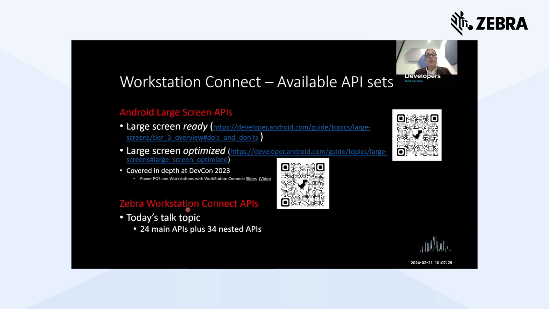So let's move on and get closer to the topic of this presentation, which is around the APIs. As I said, there are a couple of sets involved when working with Workstation Connect. The first one is the Android large screen APIs, which address how applications get ready to be displayed on external displays, and how these applications are optimized when running on an external display.